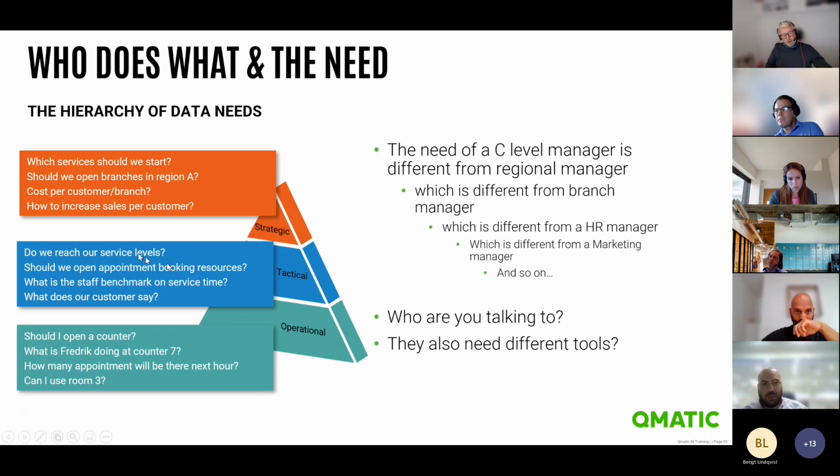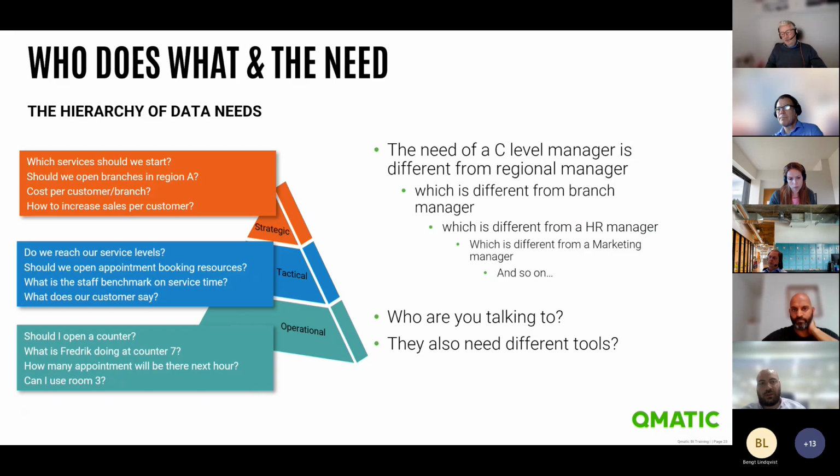On technical level, it's much more like, you know, do we reach our service level? A typical example of a service level is we don't want our customers to wait longer than 10 minutes, just as an example. And then they want to know, you know, do we reach that or not? And of course, there are questions after that. You know, when you don't reach those service levels, what do you do then?